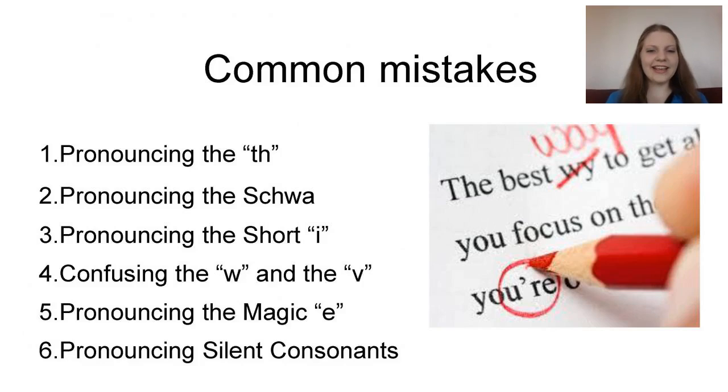The fifth mistake is pronouncing the magic E. So quite a lot of words end with E. However, you should teach your students not to pronounce them. So instead of saying note-uh, yeah, they should say note. And instead of bite-uh, yeah, it should be bite, for example.